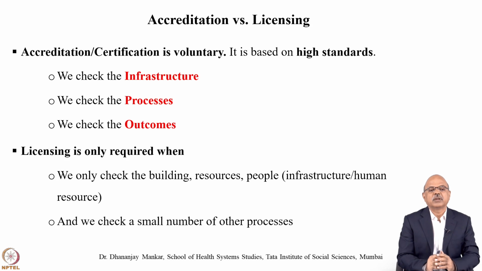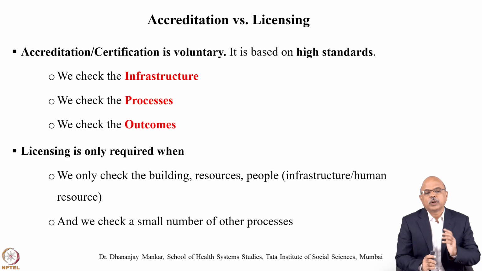Whereas licensing is only required when we check the building, resources, people, infrastructure and human resources, which makes it mandatory, so that if they don't fulfill this, they will not be given a license. And we also check a small number of other processes which support the requirement of licensing.